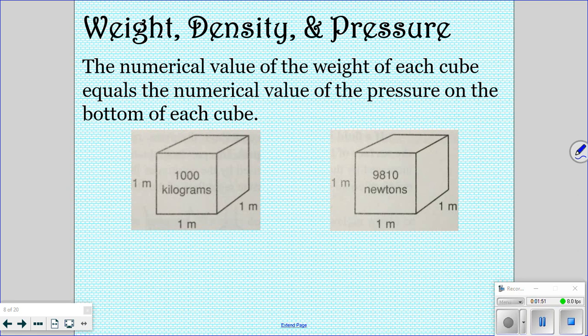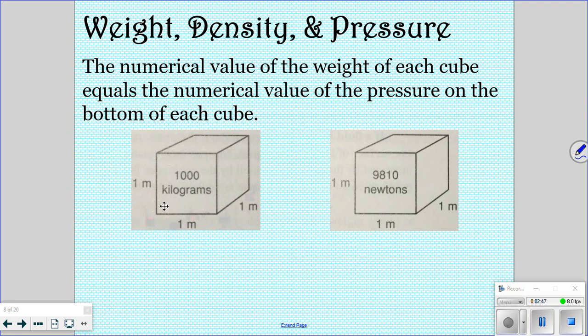The numerical value of the weight of each cube is the same as the numerical value of the pressure on the bottom of each cube. So this is the 1,000 kilograms, and then if you multiply it by the pressure that is pushing down at the bottom, you're going to get 9,810. The book tells us if we let volume be a unit cube, then density tells us the mass of the unit cube, and the density of fresh water at standard pressure and temperature is 1,000 kilograms per cubic meter, which is what you have on the left.